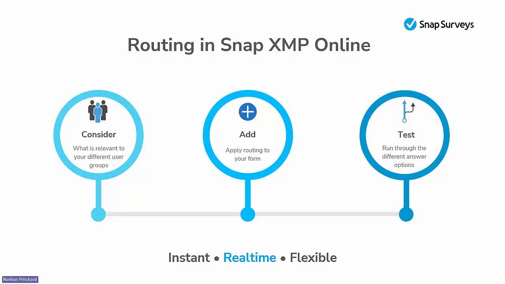Today we're going to be looking at adding routing to your questionnaires and forms, helping you gain the data you need from your project. It should take about 30 minutes and as ever there's plenty of further resources available which I'll be pointing you to at the end.